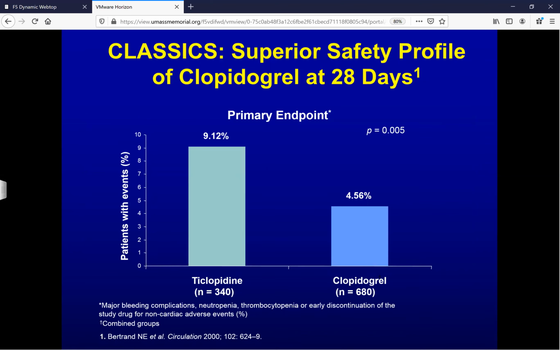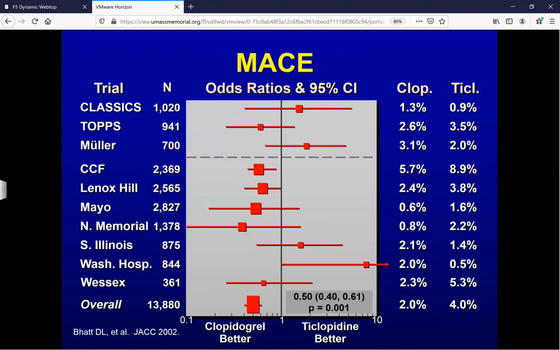So like I mentioned initially, the ticlopidine came into being, and they found that ticlopidine had much higher risk of major bleeding, neutropenia, thrombocytopenia. So it was taken off market early on. Again, another meta-analysis done by Dr. Bhatt.